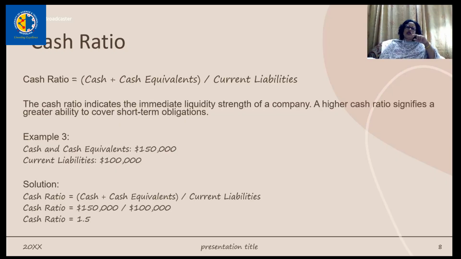Cash and cash equivalents is 1,50,000. Current liabilities is 1 lakh. So your cash ratio is cash plus cash equivalents divided by current liabilities. So we have put it that cash and cash equivalents given in the example is 1,50,000 divided by 1 lakh. So the cash ratio is 1.5.